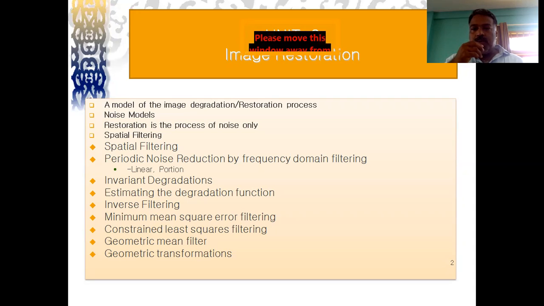So noise, as we know very well, means undesired or irrelevant properties or attributes imposed on the existing quality image. So what are the types of noise? What are the different types of noise in the noise models? Then how will the restoration be implemented in order to get back the original one? In the same aspect, the spatial filtering category, how are we going to apply this? Invariant degradation, estimating the degradation function and applying the inverse filtering in order to get back the original image.